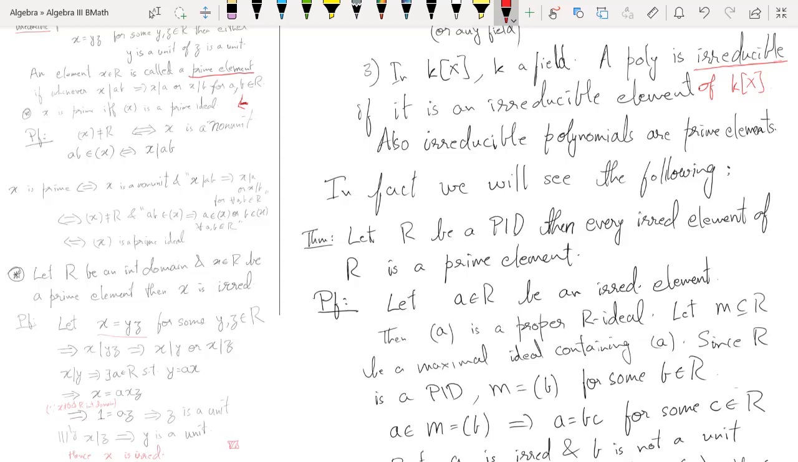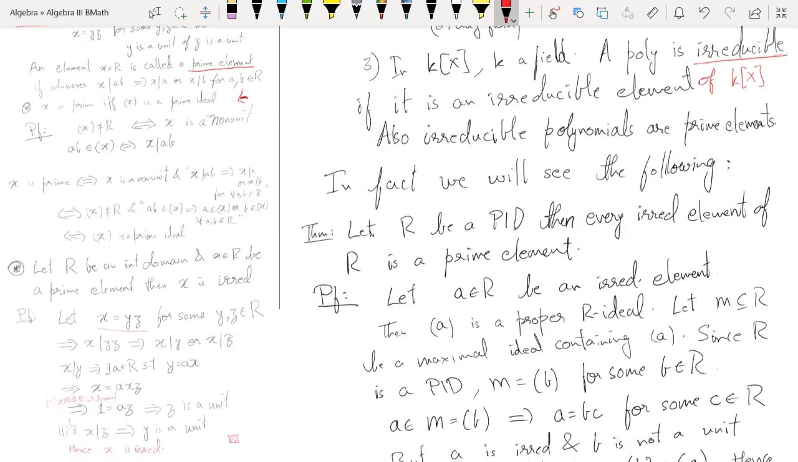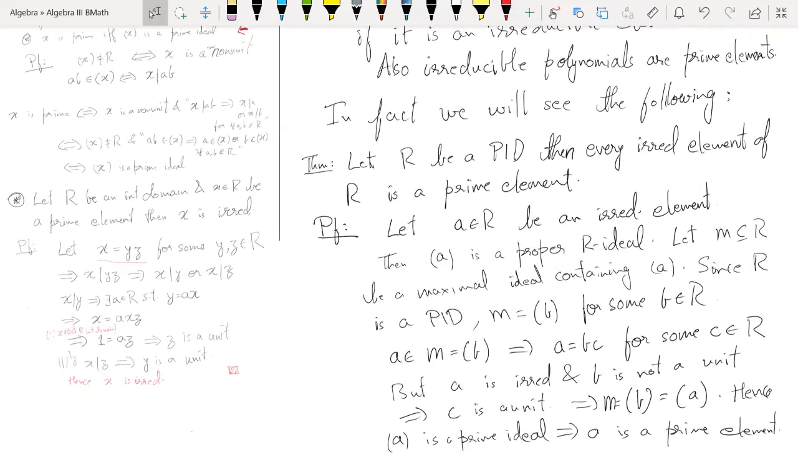But A is given to be irreducible, right? So that is the hypothesis. A is given to be irreducible. So if A is irreducible, then of course, B is not a unit, right? Because the ideal generated by B is the maximal ideal, which is a proper ideal. So B is not a unit. That tells you that C must be a unit.